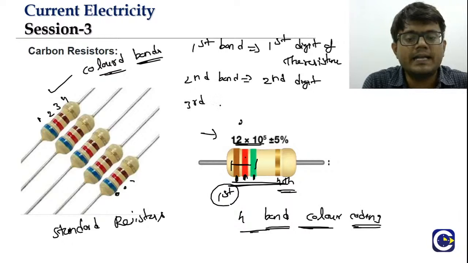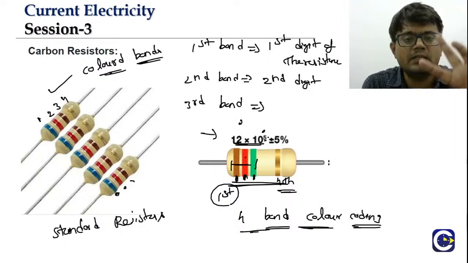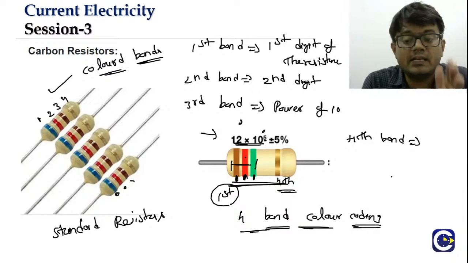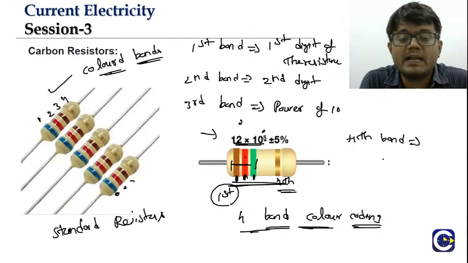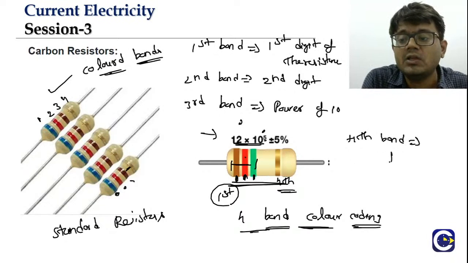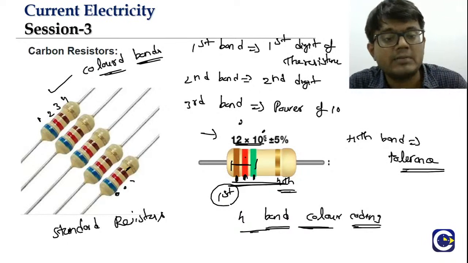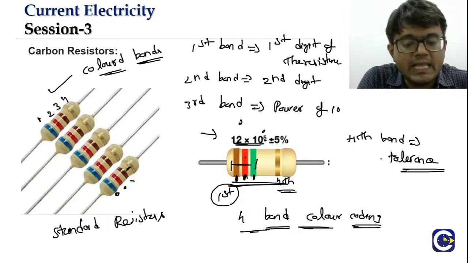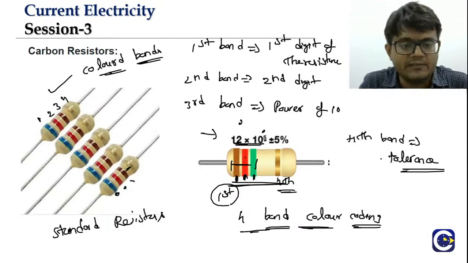After that, the third band will be representing the power of 10, the exponent of the power. Third band represents what, the power of 10. அதுக்கப்புறம் fourth band, that is why it is kept little bit away. Fourth band will represent the tolerance value, tolerance ன்னு சொல்லலாம், or the permissible error ன்னு சொல்லலாம். Okay, அதுதான் இந்த 4 bands of significance.